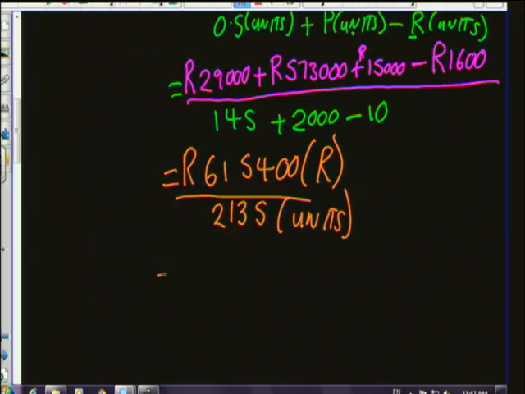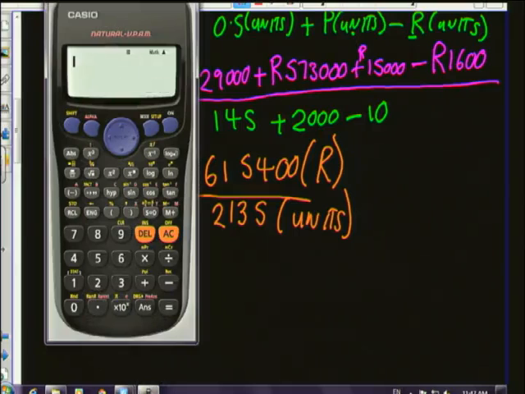Okay, right, I can now calculate what is my weighted average price per unit. And again, let's just get the calculator out one more time. So if I take 615,400, and I'm dividing that by 2,135, that's giving me 288 Rand 24 cents. But remember, the question wants me to round off to the nearest Rand. So if I round off, 288 Rand. So on average, a pair of shoes, the cost price is 288 Rand.